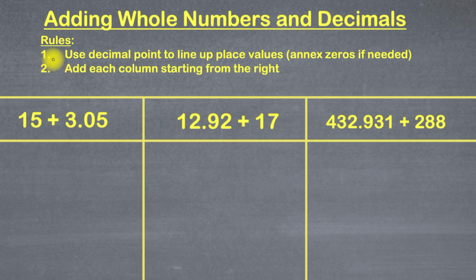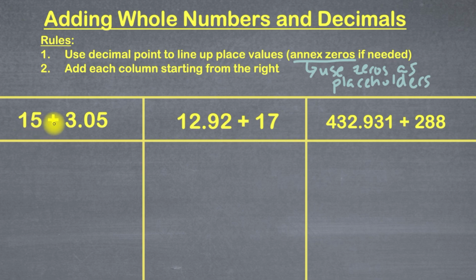Rule number 1 is you must make sure that you use the decimal point to line up place values and annex zeros if needed. And this phrase here, annex zeros, that just means use zeros as placeholders if necessary. And rule number 2 is to add each column starting from the right. So let's take a look at example 1 here.